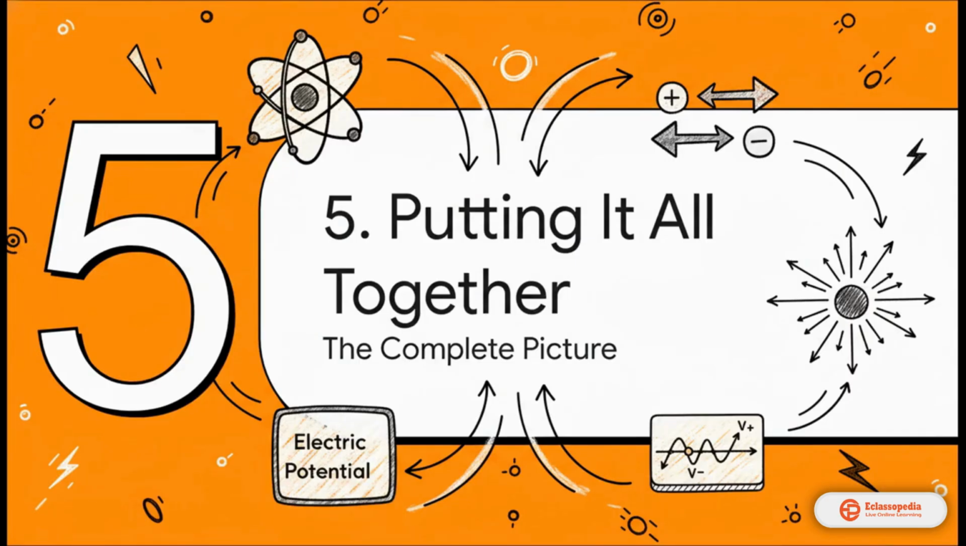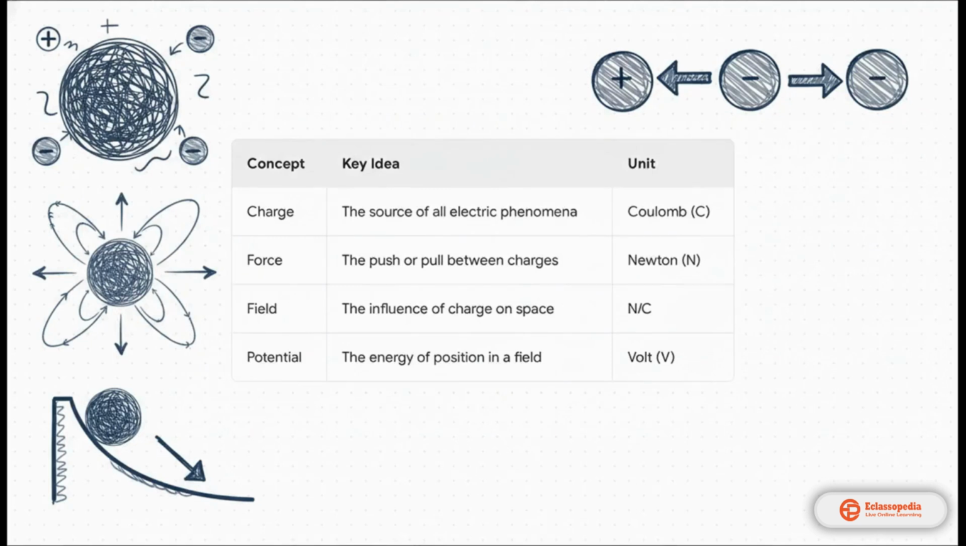All right, we've gone through the 4 core pillars of this invisible world. We've talked about charge, force, fields, and potential. Now, let's tie them all together and see how they form one single complete picture. This table is really your ultimate cheat sheet. Charge is the source of it all, measured in coulombs. Force is the direct push or pull between charges, measured in newtons. The field is how we describe the charge's influence on the space around it, and potential, or voltage, describes the energy of a location within that field. 4 concepts, one single reality.